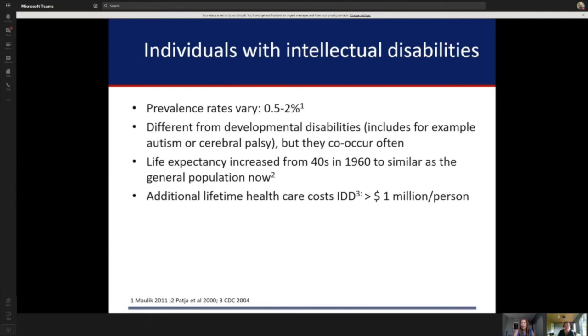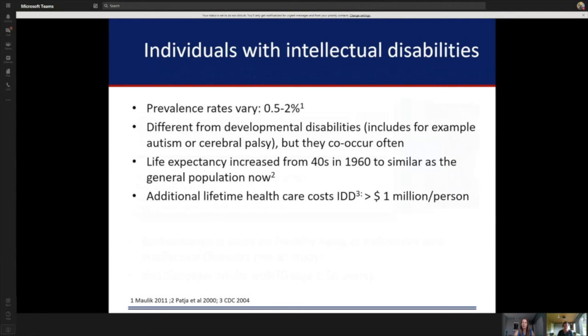Their life expectancy increased a lot from their 40s in 1960. And currently, the life expectancy is pretty similar to the general population right now. But due to a number of health issues in their later years of life, the additional lifetime healthcare costs for someone with an intellectual or developmental disability are over $1 million per person. So that's not the total healthcare cost, it's the additional cost just because they have that type of disability. So it's an important group, and with the aging effect, we need to know more about health in older adults with intellectual disabilities.